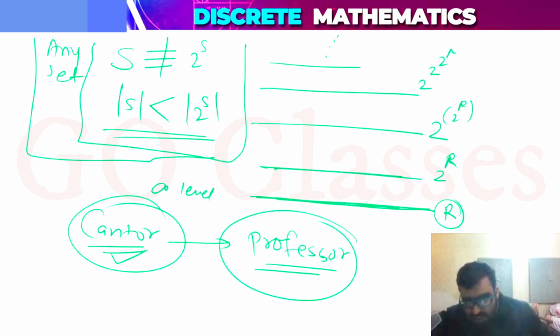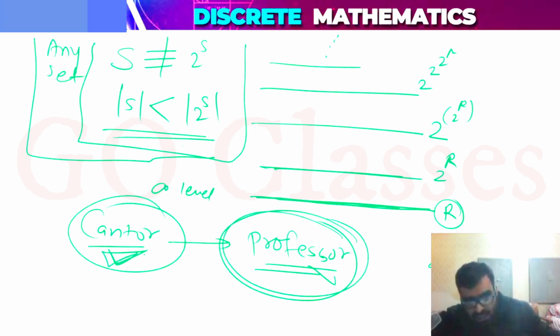But his professor thought that this is basically some rubbish. Why? Because his professor was thinking that all infinities are the same. Like in our childhood, when we were in school, at that point of time, we were also thinking that all infinities are the same. If you have an infinite thing, then infinity is equal to infinity. Like this, we were thinking. Okay. So this professor was also thinking like this, that all infinities are basically the same.